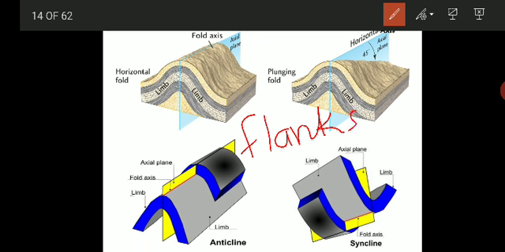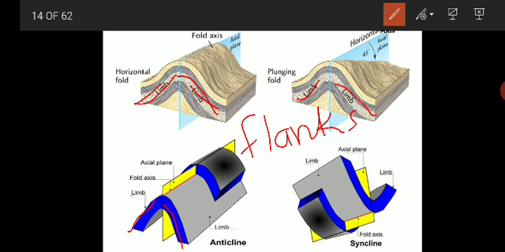Okay, they are also called flanks. So what is a limb? Limb of the fold, that is the sides of the fold. Okay, sides of the fold, you can see this is the side of the fold, this is the side of the fold. So this part is called the limb of the fold.